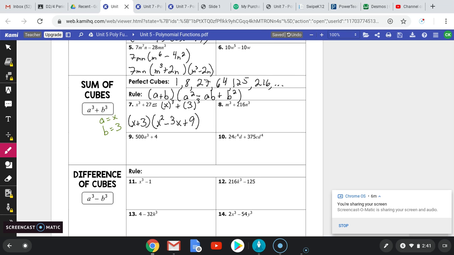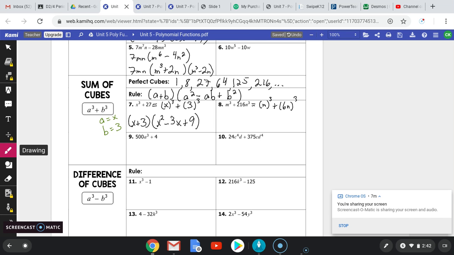Let's look at another one. Number 8. m cubed plus 216n cubed. We know both terms are perfect cubes, so this fits in the sum of cubes category because this can be written as, well, what's the cube root of m cubed? That's m. So this is m to the third power plus 216, the cube root of that is 6, and then n cubed, well, if I divide that exponent by 3, I get just n, like that.